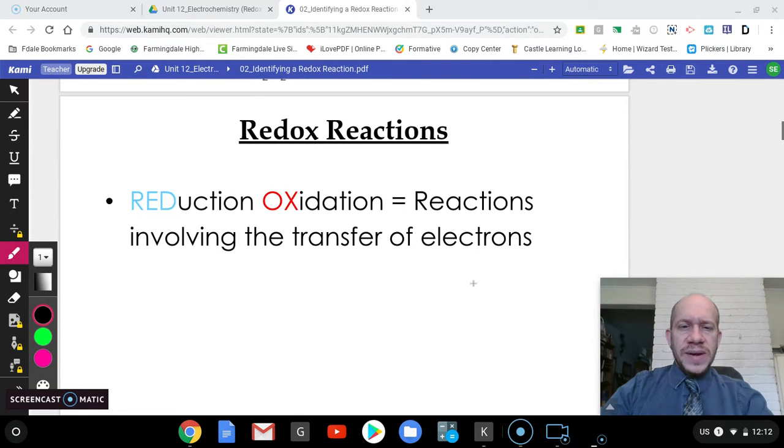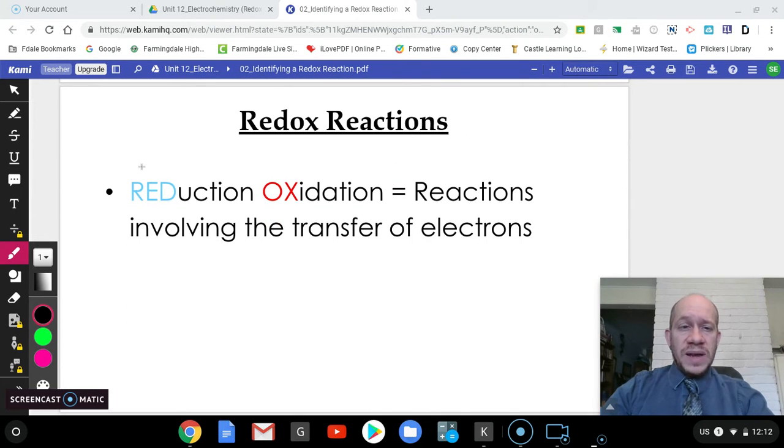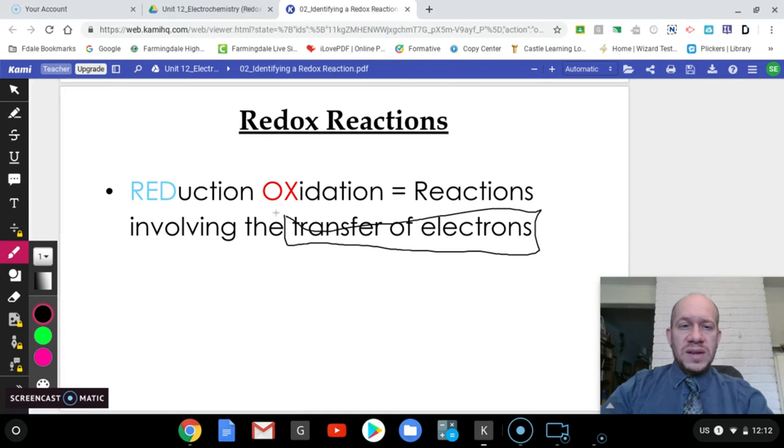So redox reactions are defined as when we have a reduction and an oxidation occurring at the same time. So these are reactions involving the transfer of electrons. And we get the name redox from that reduction and oxidation.